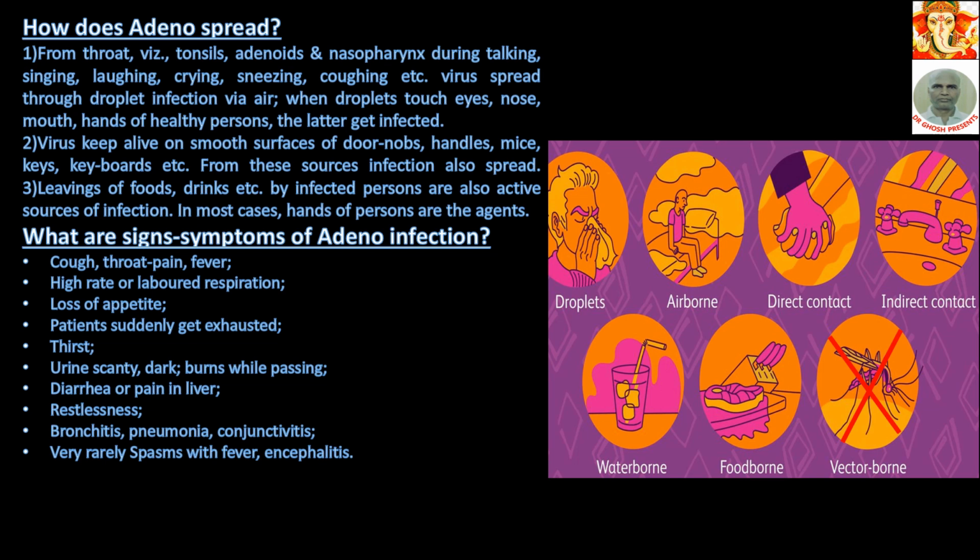How does adeno spread? Number one, from the throat, namely tonsil, adenoids and nasopharynx, during talking, singing, laughing, crying, sneezing, coughing, etc. Virus spreads through droplet infection via air. When droplets touch the eye, nose, mouth, hands of healthy persons, the latter get infected. Number two, virus keeps alive on smooth surfaces of doorknobs, handles, mice, keys, keyboards, etc.